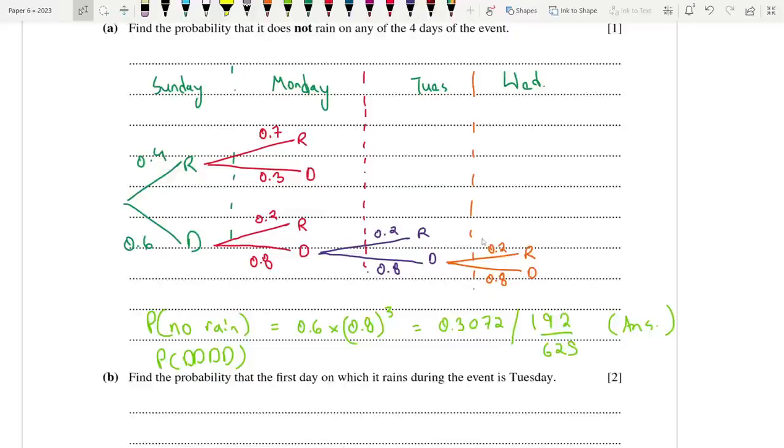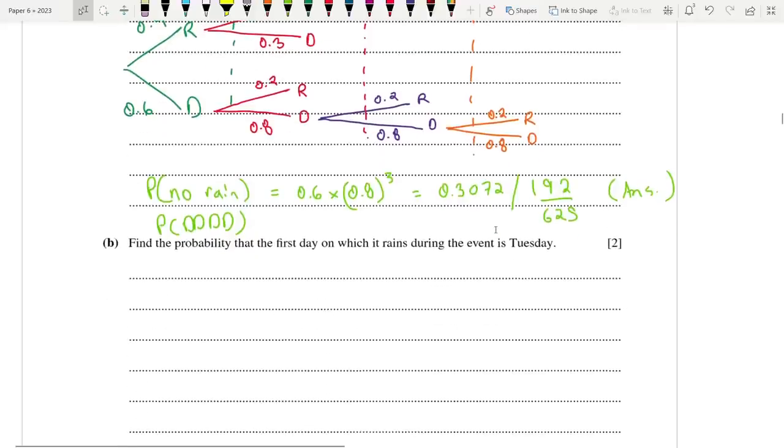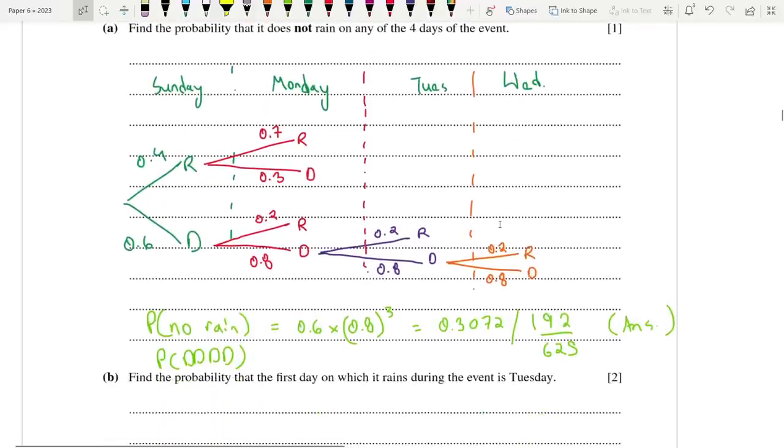0.3072, I mean. Anyway, find the probability that the first day on which it rains during the event is Tuesday. So we need the first day of rain on Tuesday. What does that mean? Does not rain on Sunday, does not rain on Monday, and rains the first time on Tuesday.